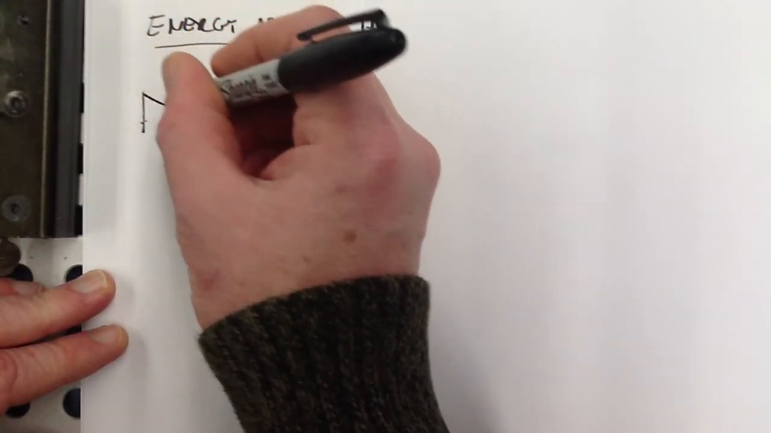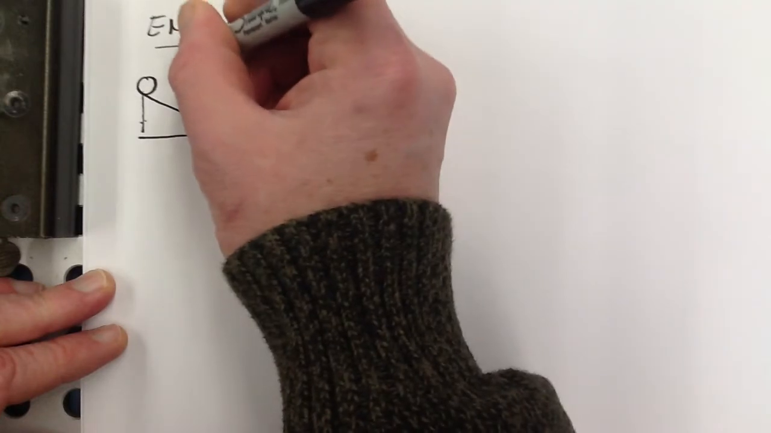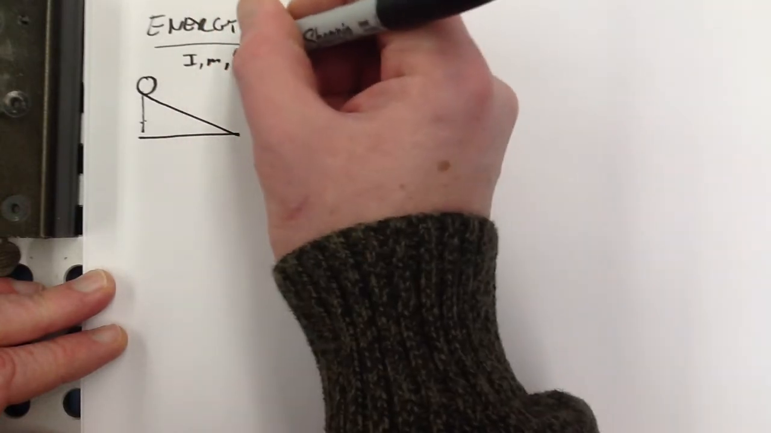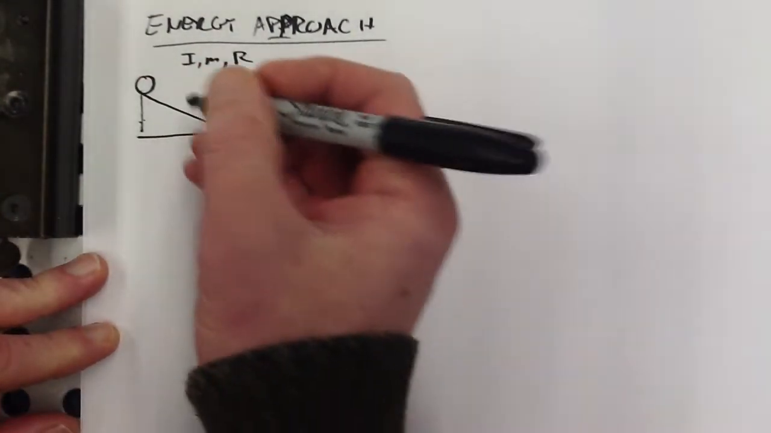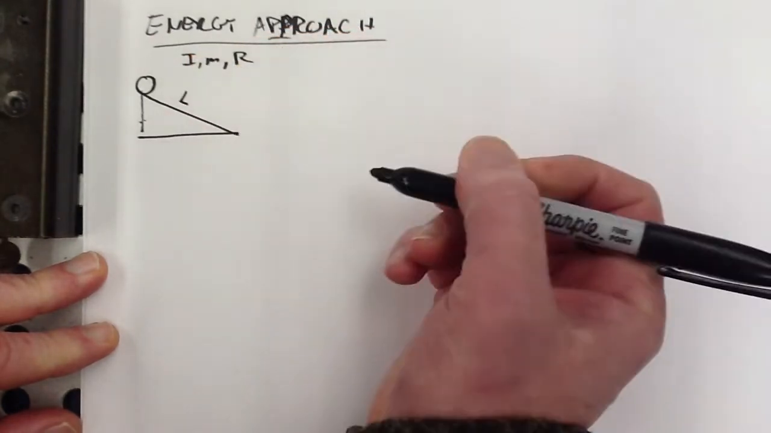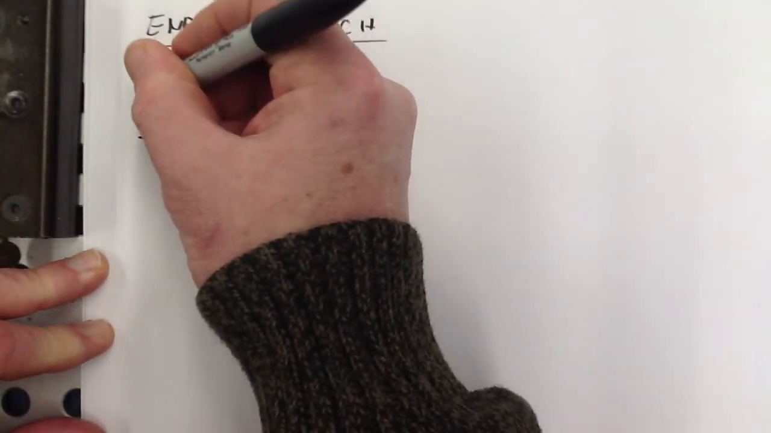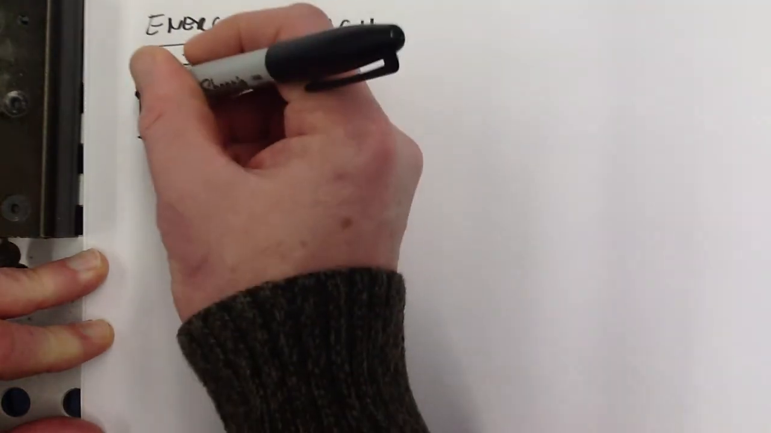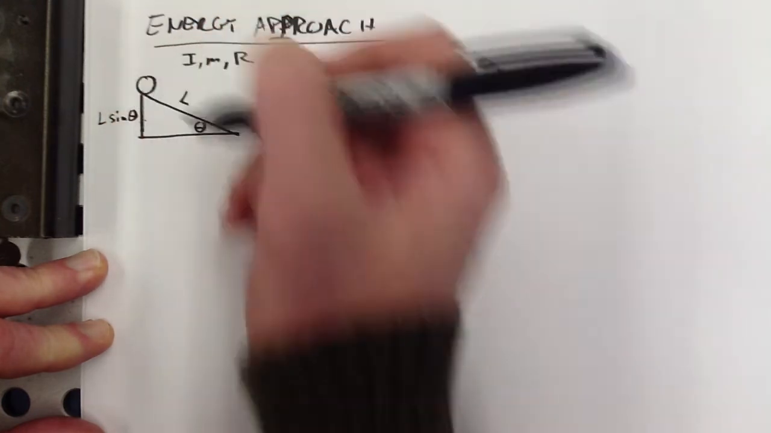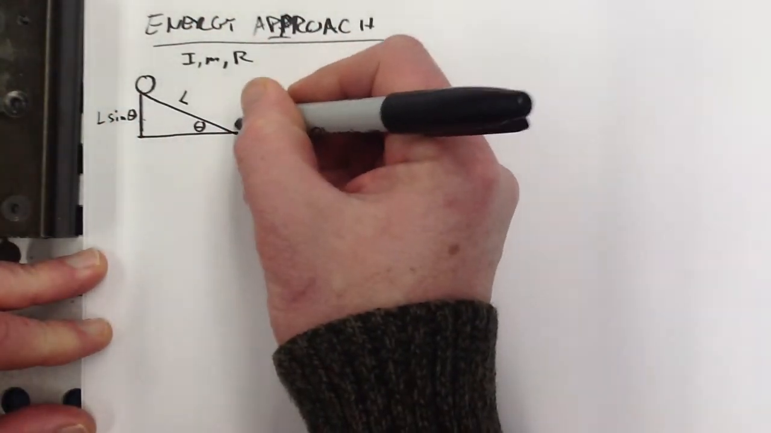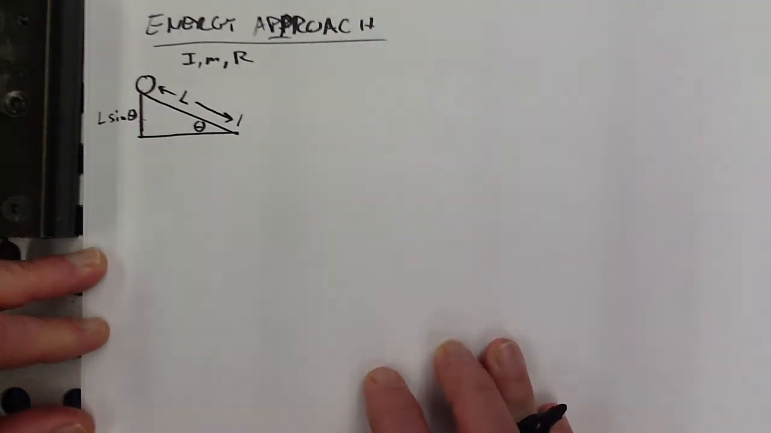So let's say we have an object here. It's the same object. It's got a rotational inertia of I, a mass m, and a radius r. And we're going to let it go down this ramp, and the length of this ramp is L, which means that this height right here is L sine theta. And the distance that it's going to go from here to here is L.